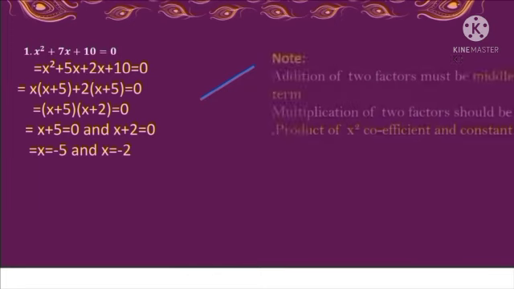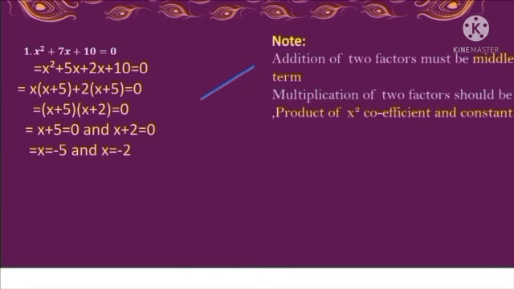I will explain one more simple method, taking the same problem. The addition of the two factors must be the middle term, and the multiplication of the two factors should be the product of the x² coefficient and the constant. You must remember this. Here you write a cross symbol, and I am writing the middle term coefficient 7, and downside the product of factors 10. The suitable factors are 5 comma 2, and write them on the remaining two sides, like this.